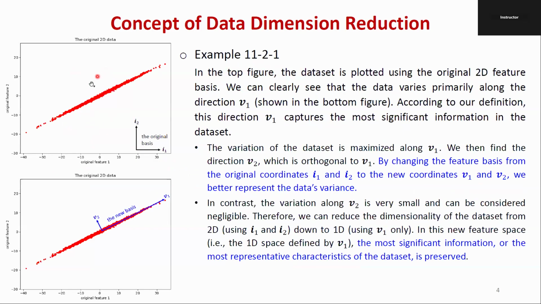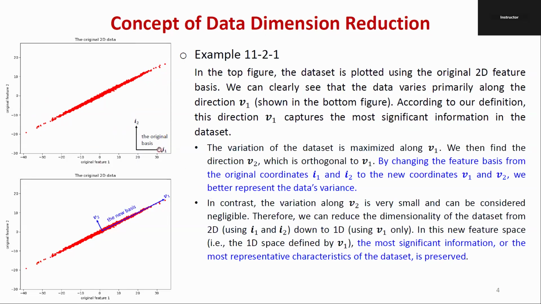Another example here is to consider this data set. The original 2D data set is here, and this is indeed 2D, no problem. You can clearly see this data set, although I actually forgot in my code how many data points, maybe 1,000 something. Let's say 1,000 data points. However, the main variation is towards this direction. This is the V1 direction, you can see.